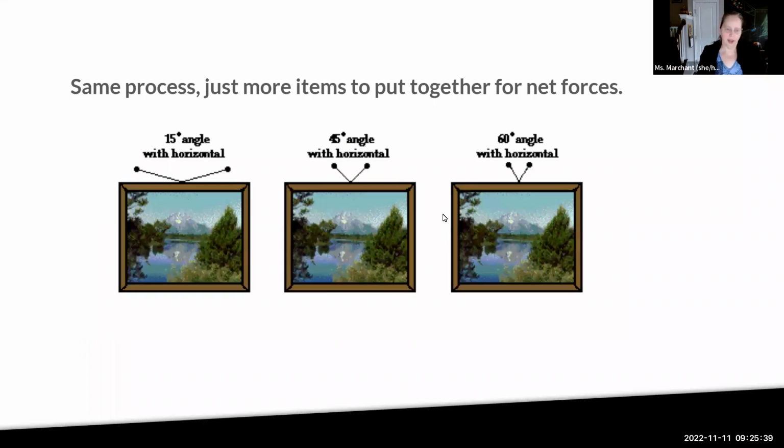So here we have a situation where we have the same picture frame, but we want to figure out how we want to attach it to the wall. Which configuration is going to be the best? Now, all of these use 2 wires, so we're only comparing 2 wires with 2 wires with 2 wires. And when we look at that, that means we have 2 forces of tension.